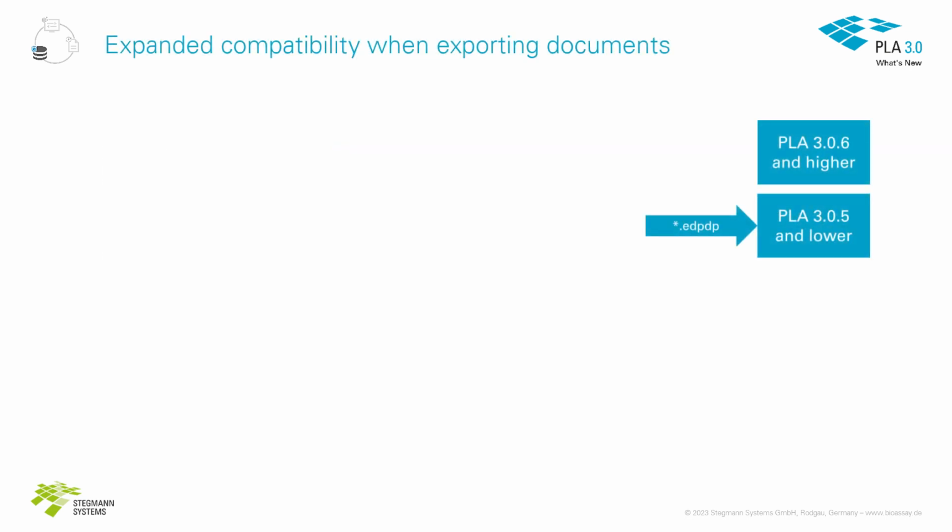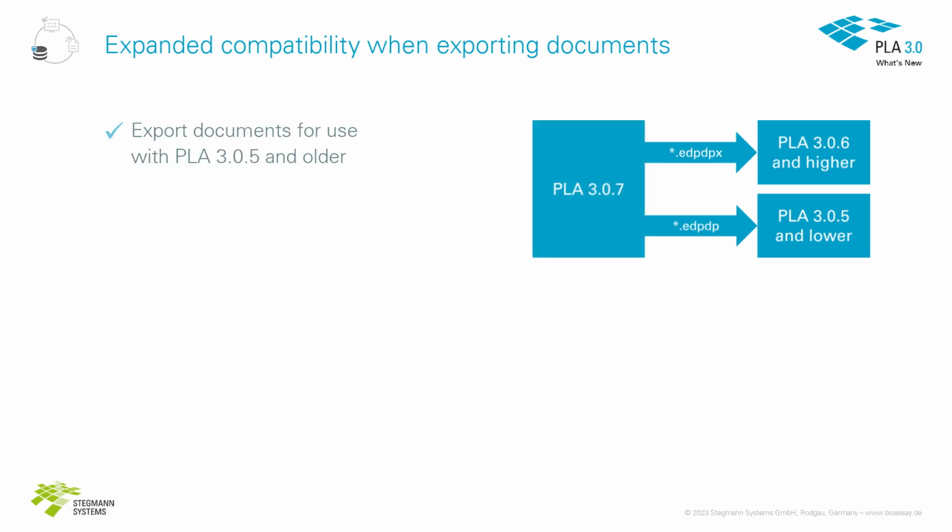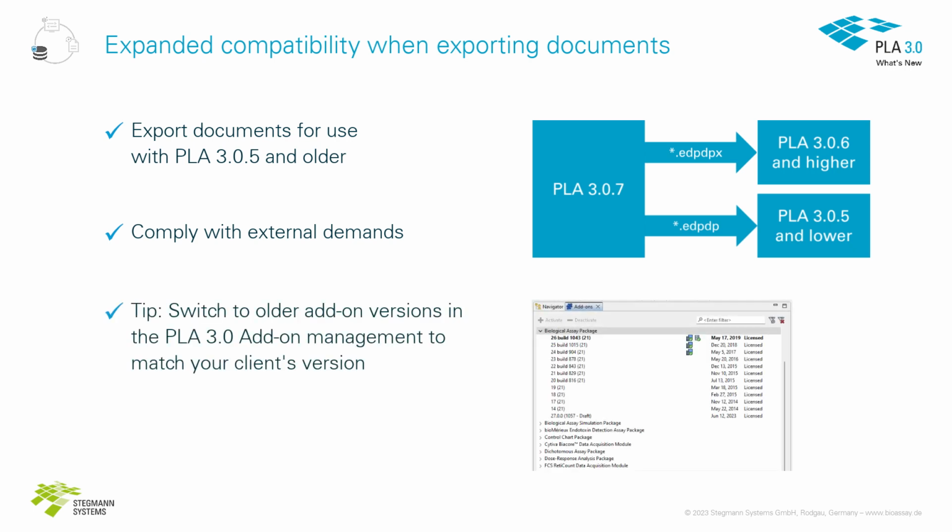PLA 3.0.6 introduced a new export format for electronic documents, in order to support the newest technological advances of the software. With PLA 3.0.7, you can now also export documents in the previous format for use with PLA 3.0.5 and older versions. This, for example, allows contract research organizations to conveniently comply with the demands of their clients. As a side note, you can always switch to an older add-on version in the PLA 3.0 add-on management to match your client's version.